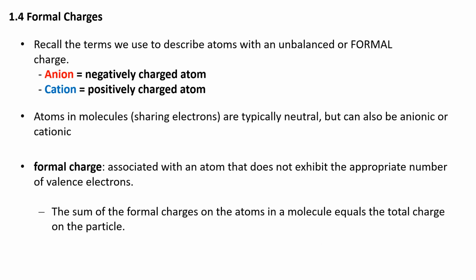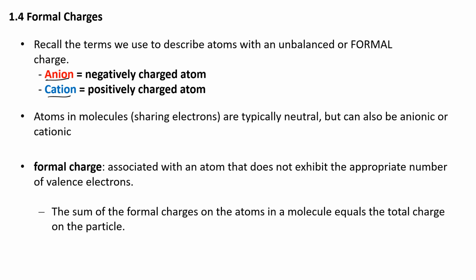Section 1.4 deals with formal charges. Recall the terms we use to describe an unbalanced or formal charge. So an anion is an atom with a negative charge. A cation is a positively charged atom. Anions result from gaining electrons. Cations result from losing electrons.